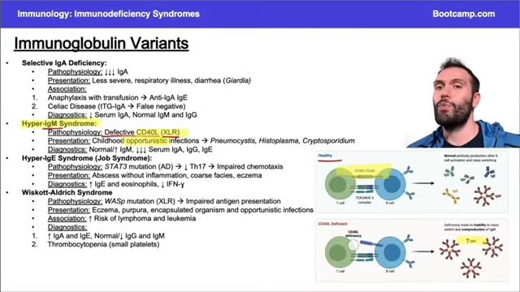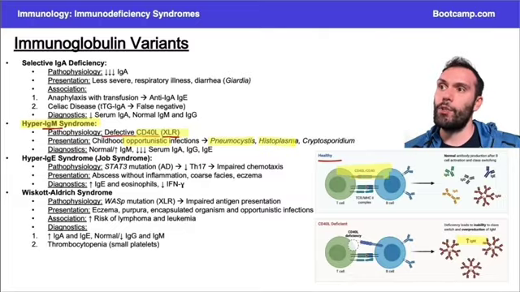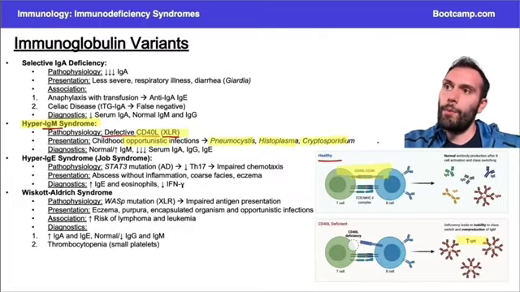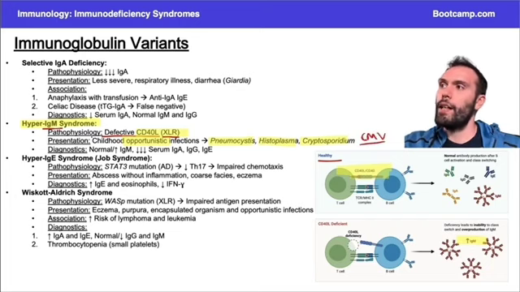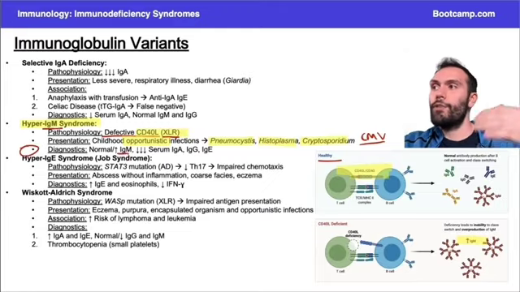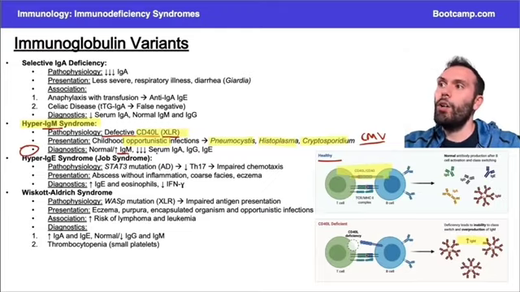And childhood opportunistic infections, opportunistic being infections we normally wouldn't expect to see. Pneumocystis is very classic, histoplasma, cryptosporidium. The other big one here that you want to remember is also going to be CMV. So these four are all going to be very classic in hyper-IgM syndrome. But the biggest thing is when they show you the diagnostics, you're going to see the IgM levels can be high or normal, but all of your other immunoglobulins are going to be pretty much deficient.